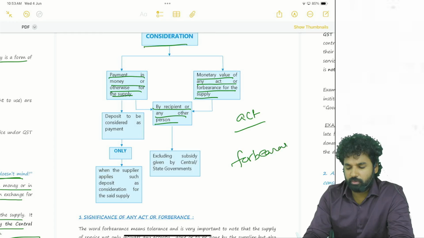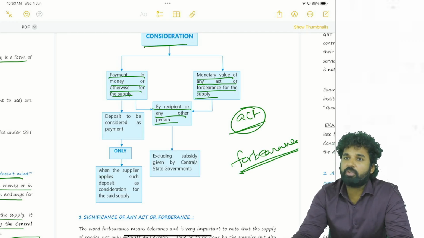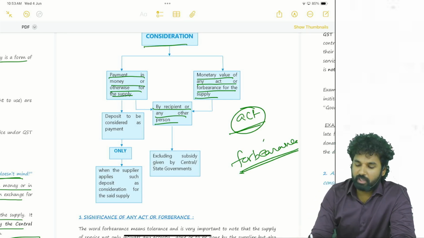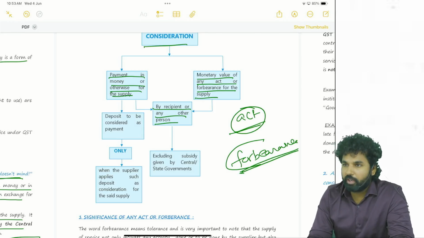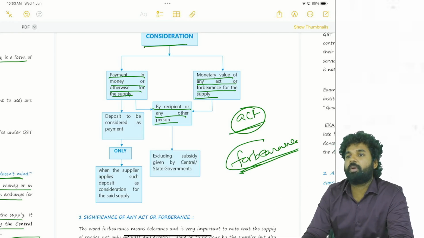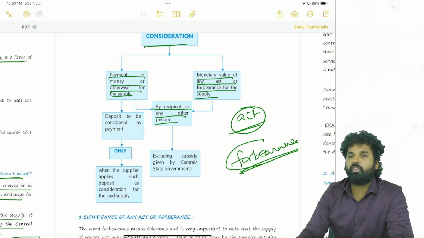Any act or forbearance. Act means we are asking them to do something. Forbearance means we are asking them not to do something. So that is also a consideration. It need not always be an activity which has to be done. Sometimes it is an activity which is keeping quiet.